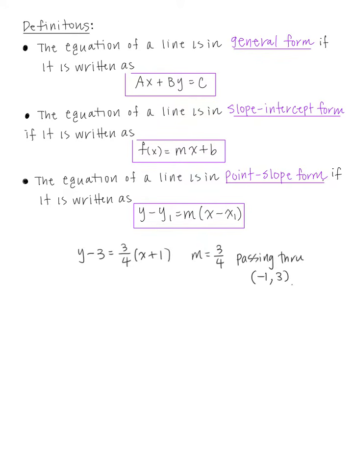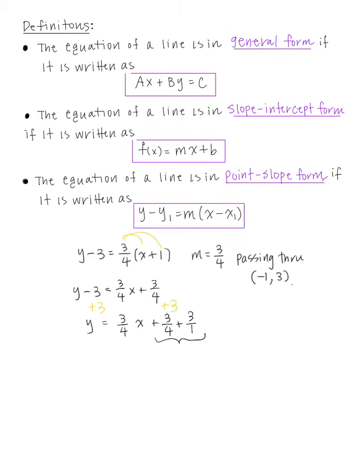Now, we can easily solve for y to get the slope-intercept form. So what I mean is this. Starting from point-slope, we can rewrite this as y minus 3 equals 3 over 4 x plus 3 over 4. What I did was I just distributed this 3/4 to each term. Now, let's try to solve for y. If I have to solve for y, I have to add 3 to both sides. Then we're going to have y equals 3 over 4 x plus 3 over 4 plus 3 over 1.